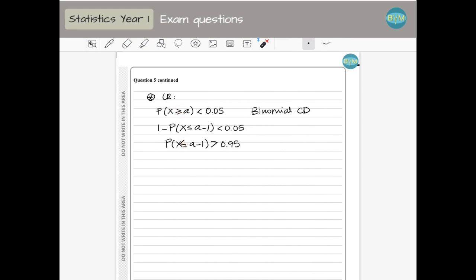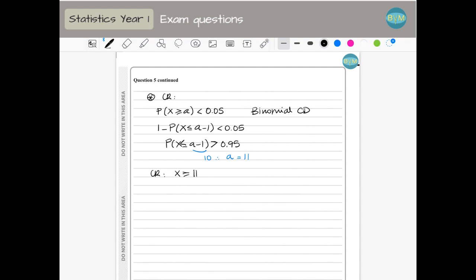When you go to the calculator, you have to try values of X until you find the first one that is greater than 0.95. That value with the calculator is 10, which means that A is 10 plus 1, right? Because that's A minus 1. So my critical region is going to be X greater or equal than A, and A is 11. So this is my critical region.